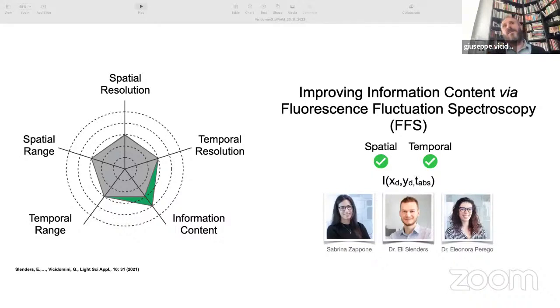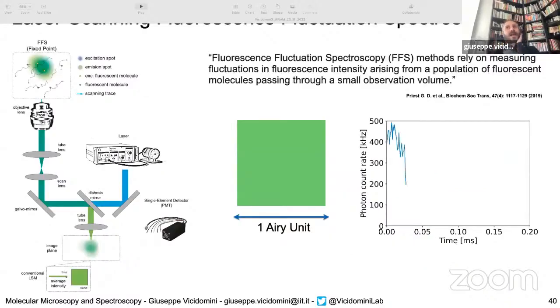So some specific dynamics in your sample that are faster than the frame rate of your microscope cannot really be investigated. But if you combine with fluorescence fluctuation spectroscopy, you can study dynamics that are faster than with any other imaging technique. So just to recap a little bit how fluorescence fluctuation spectroscopy works, but probably you already saw a lot of other talks about that.